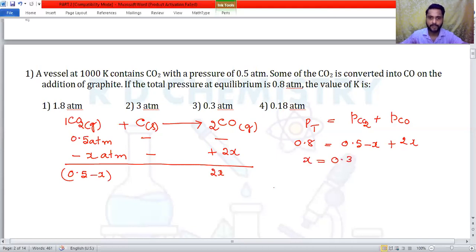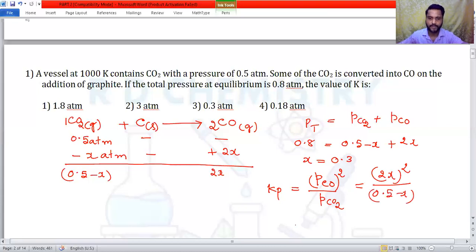Now we'll calculate Kp in terms of partial pressures: partial pressure of the product divided by partial pressure of the reactant. So partial pressure of carbon monoxide, number of moles is 2, so square it, divided by partial pressure of carbon dioxide, which is equal to 2X whole square divided by 0.5 minus X, right? So we can substitute the X value. Finally, we get Kp is equal to 1.8. That is option number 1, 1.8 atmosphere, right?